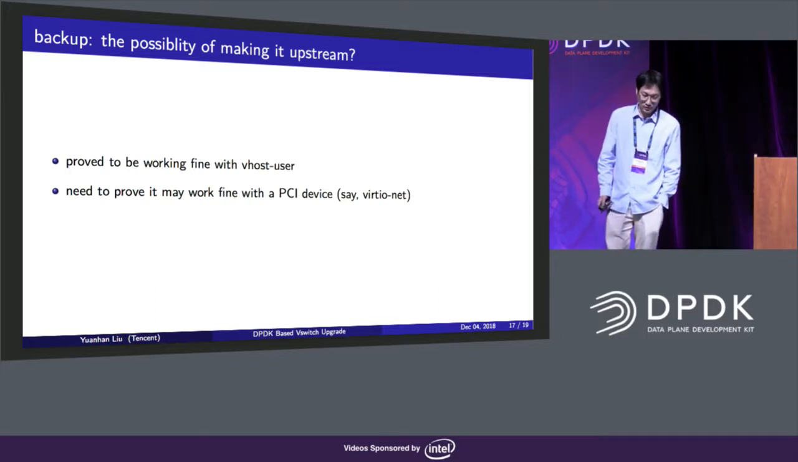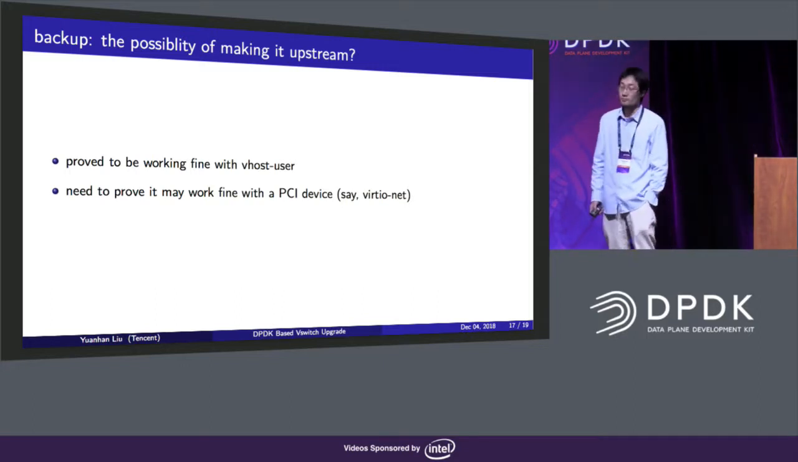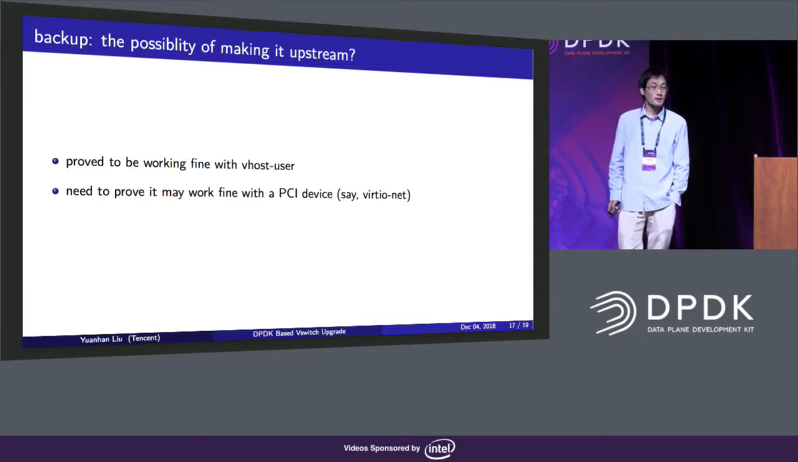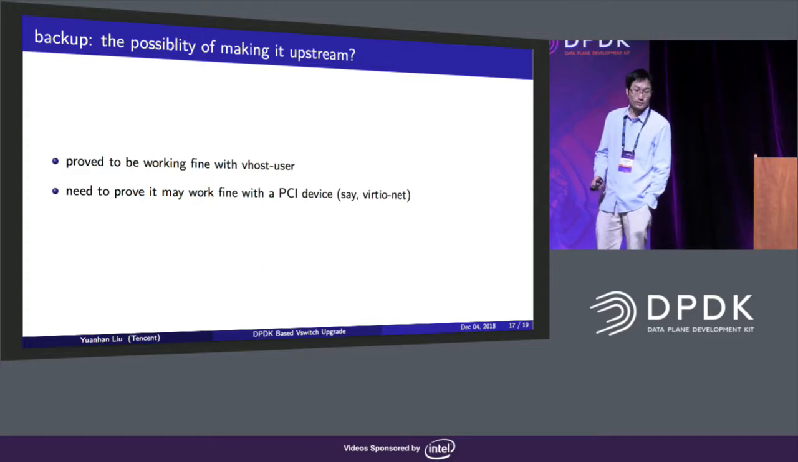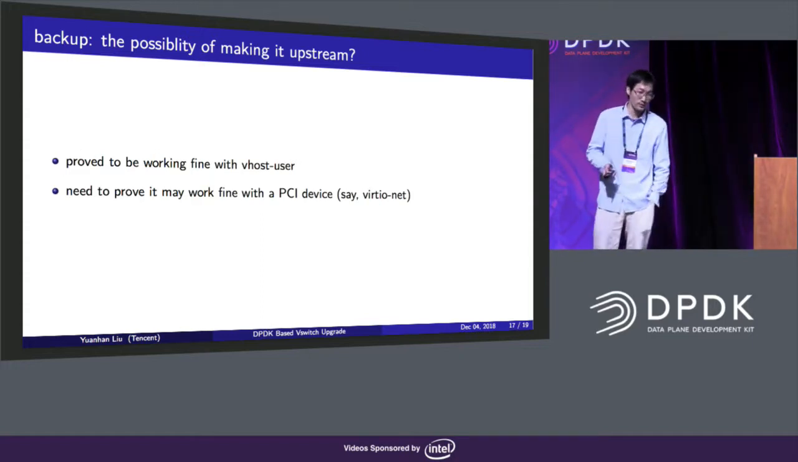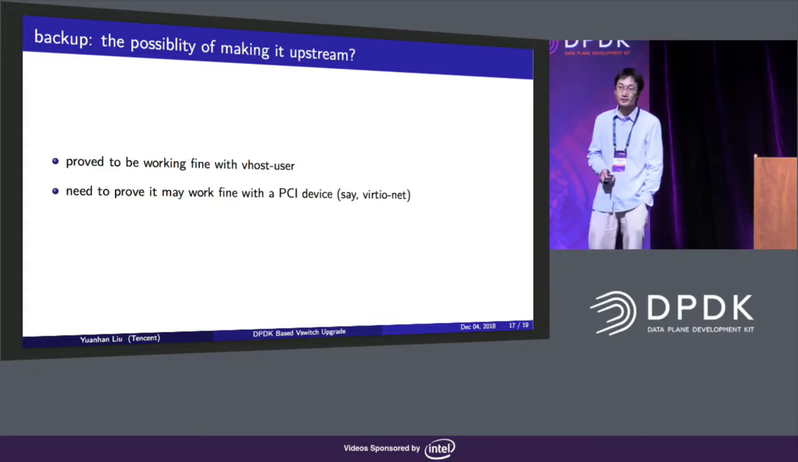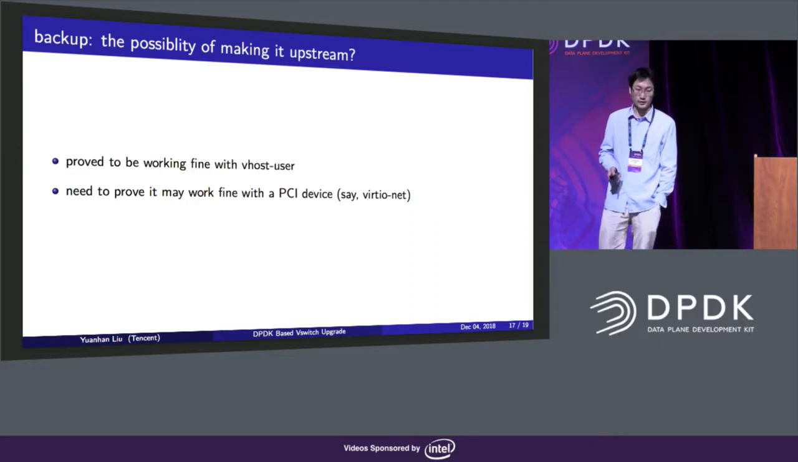So that is an open question, the possibility of making it upstream. Is that possible? I'm not quite sure yet, but it's proven to be working pretty well with vHost user. And I need to prove that it may work fine with PCI-wide devices. I may start someday with virtio-net, the virtio PMD, to prove that.